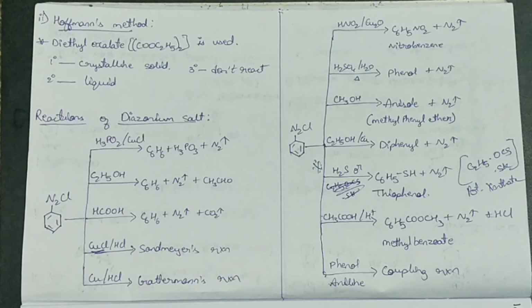So next, diazonium salt reacting with acetic acid gives methyl benzoate. Next, diazonium salt reacting with phenol or aniline, both these two reactions will be coupling reactions.